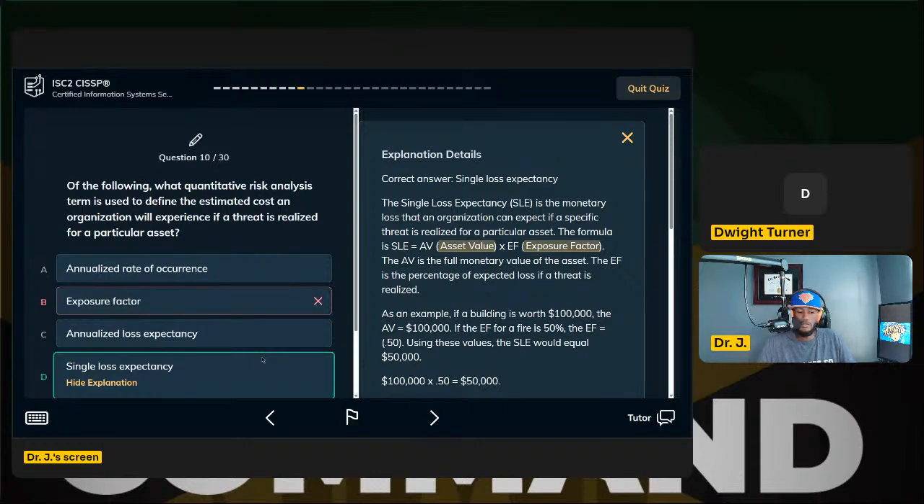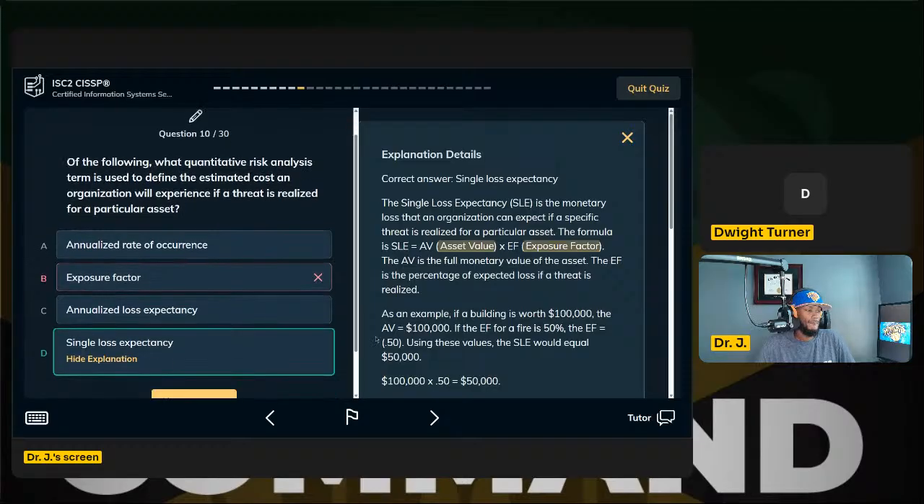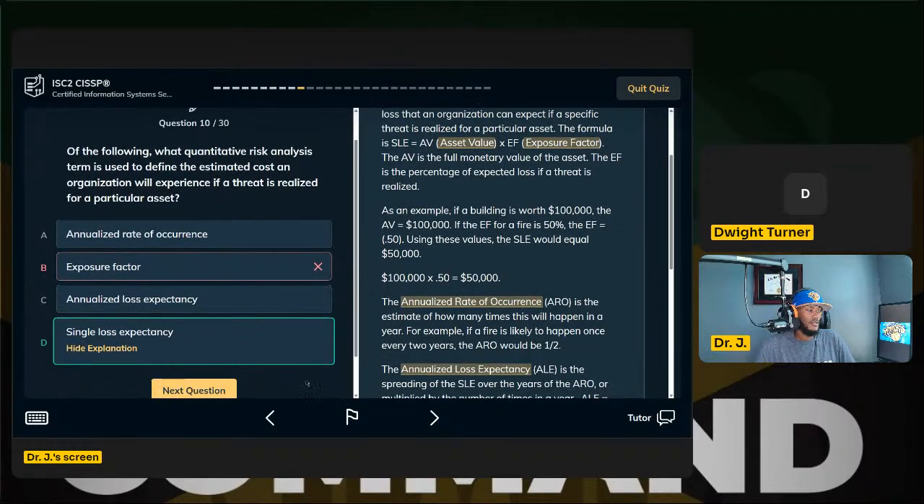You turn it into, or change it to put it in decimal form. So you do the calculation. Yeah, to give an example there. So the asset value is $100,000 times 0.50, and that's $50,000. And that gives you the single loss expectancy. Okay.